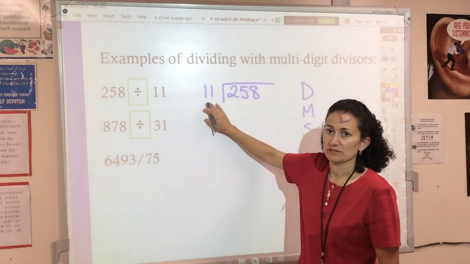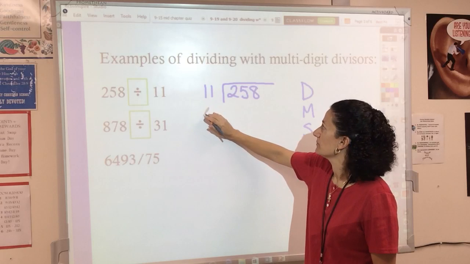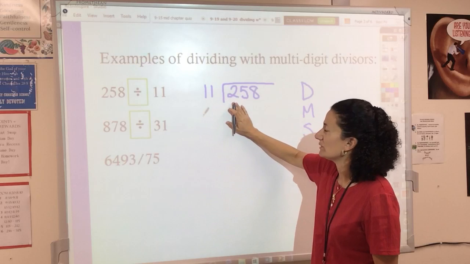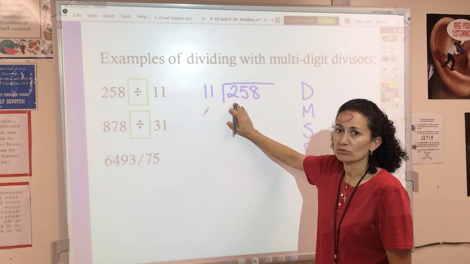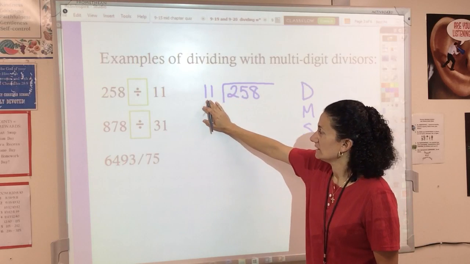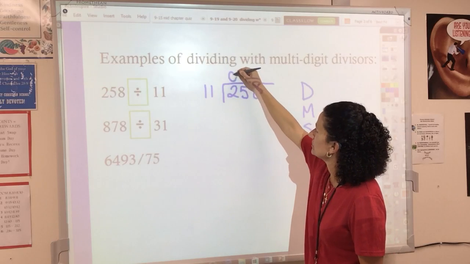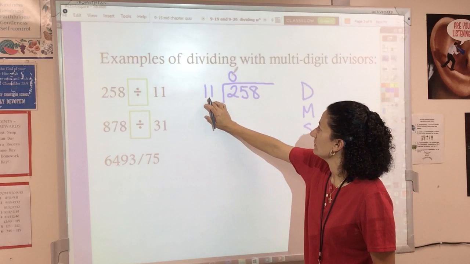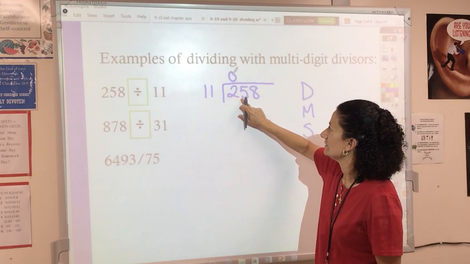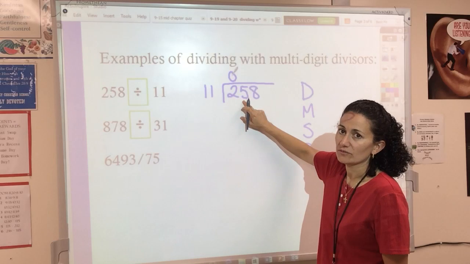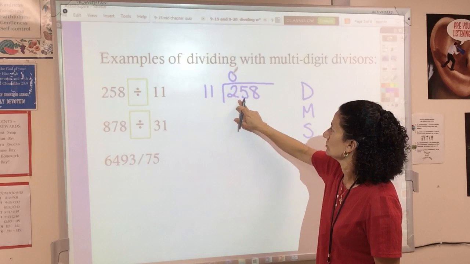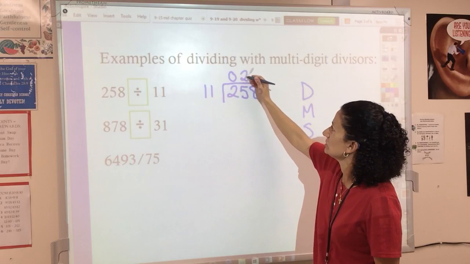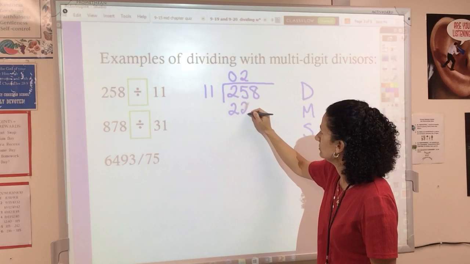So I do know my 11s. If you remember from the last video, when we have an example where the 11 doesn't go into 2, we have to put a placeholder there. We're going to put a 0. 11 doesn't go into 2, so let's put a 0. What I can do then to save myself a little time is divide 11 into 25. I'm just going to carry that 2 over, 25. 11 does go into 25 2 times, because 2 times 11 is 22.